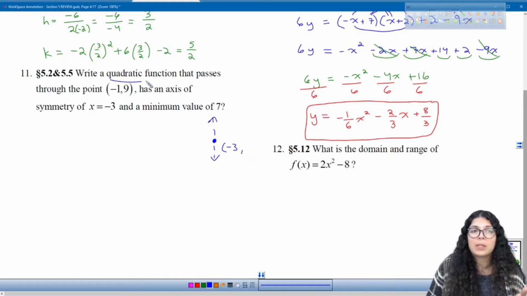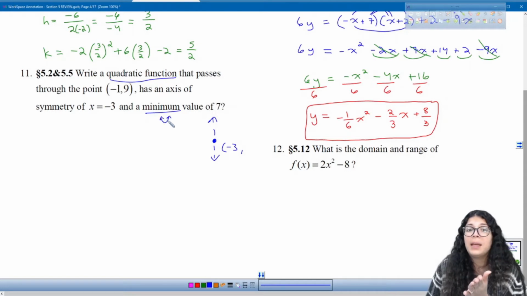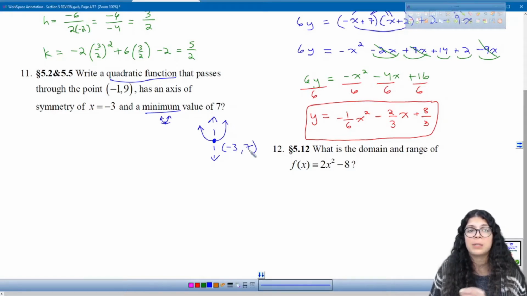And then this is a quadratic function, right? So it's a parabola. And if it has a minimum value, that means that this parabola is facing up. And the minimum value is the y value of the vertex. So they gave you the y value of the vertex as well, 7. So this is a parabola that is facing up with a vertex at negative 3, 7.